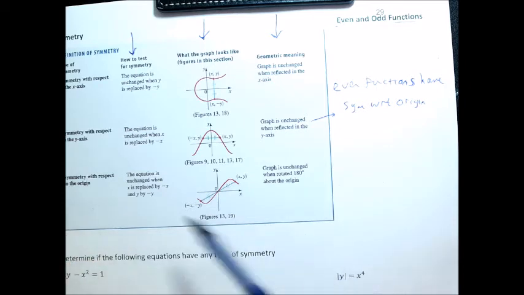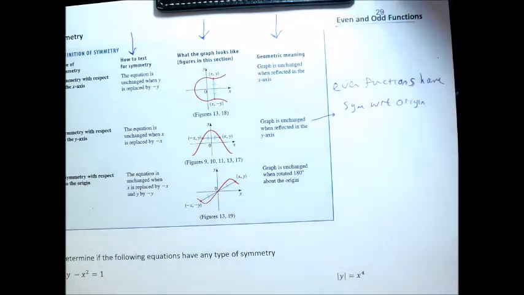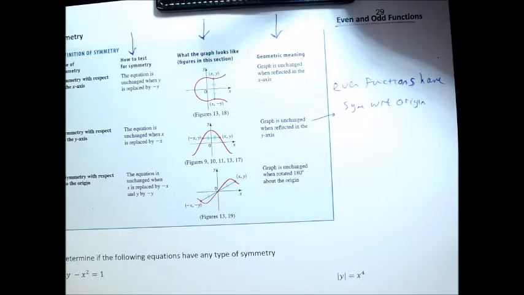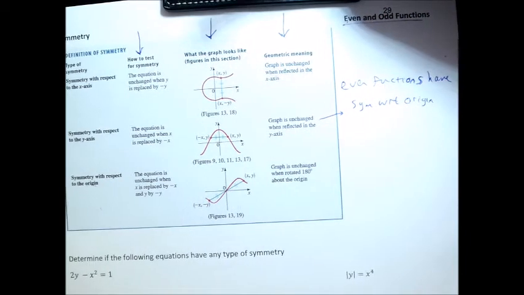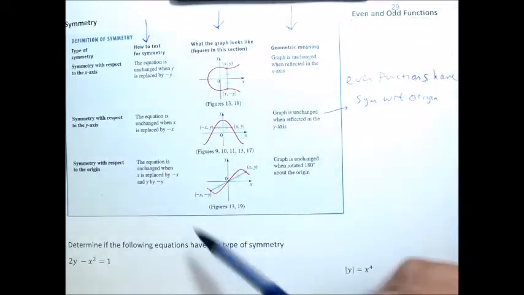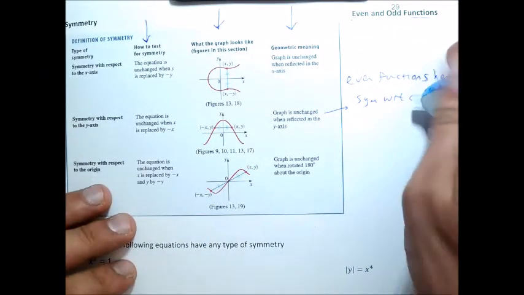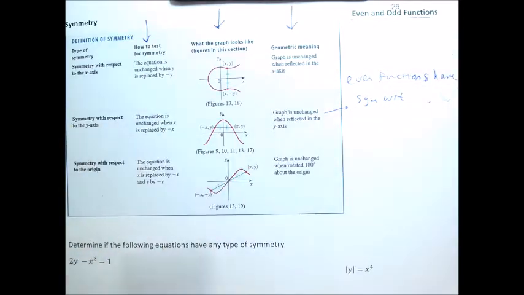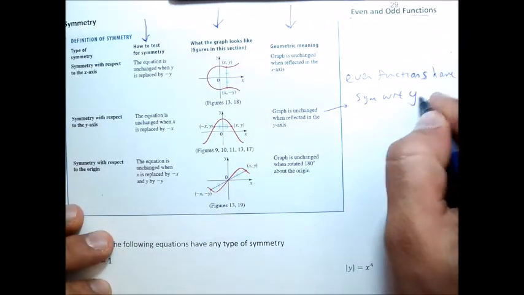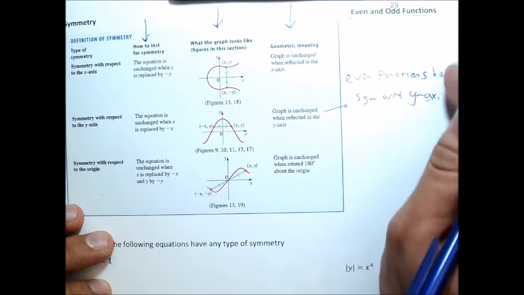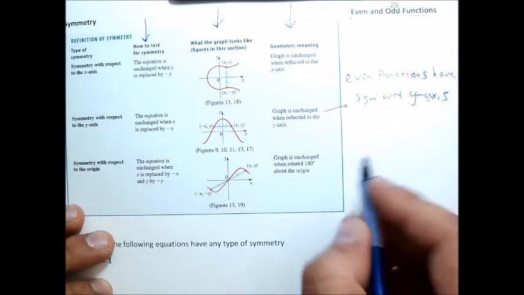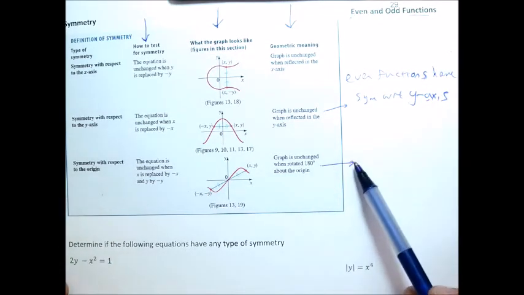And then the last type of symmetry, which is written in the third column here, is symmetry with respect to, I'm sorry, I wrote origin there. I'm getting a little confused. Symmetry with respect to the y-axis. I'm sorry, we're talking about the y-axis on that last one. I was jumping ahead a little bit. The last one is symmetry with respect to the origin.